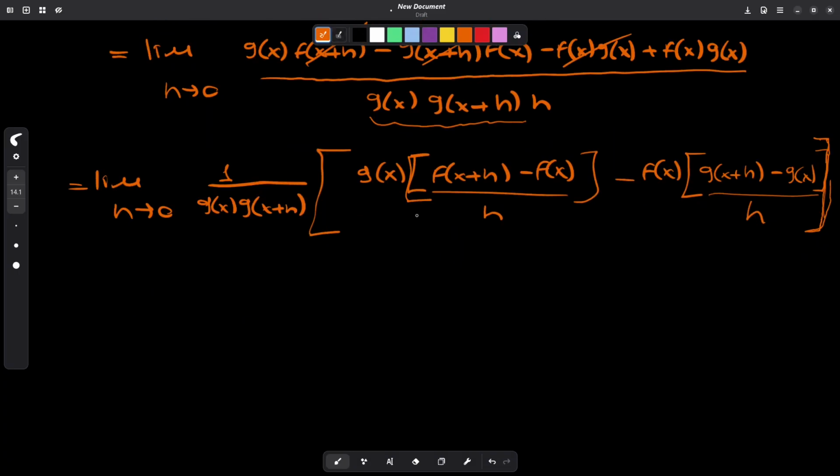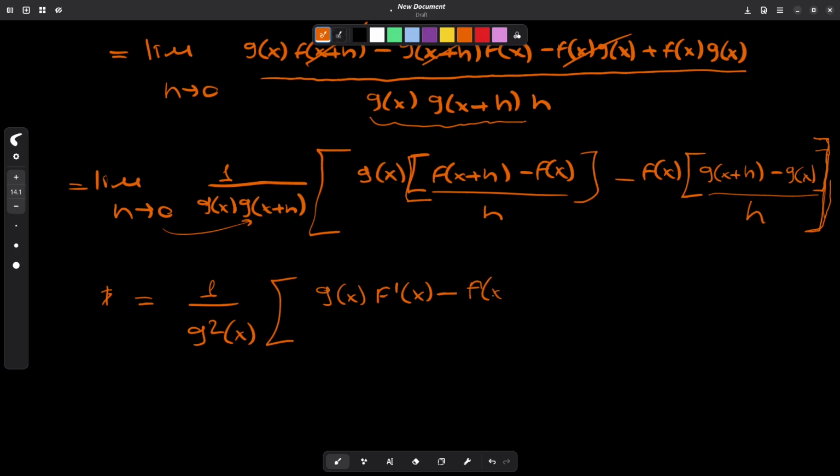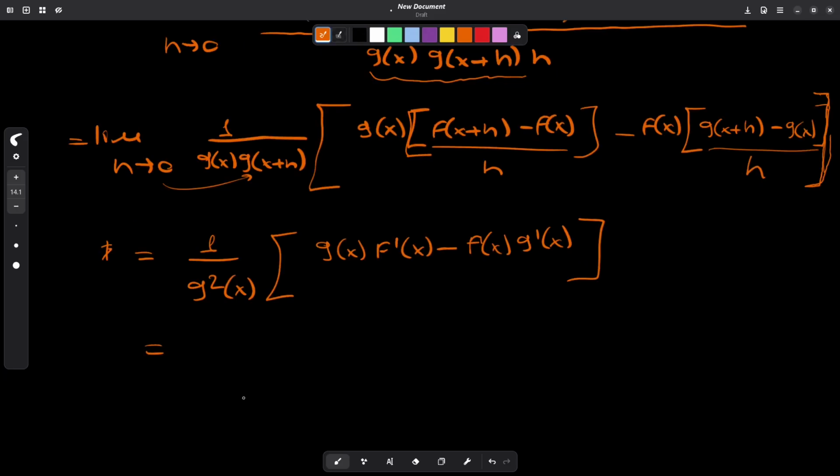From here, what did we get? When I plug this in, as we said, we get 1 over g squared of x multiplied with, there's f derivative here, so g(x) times f'(x), minus f(x) times g'(x), which is equal to f'(x) times g(x) minus g'(x) times f(x), over g squared of x, right?